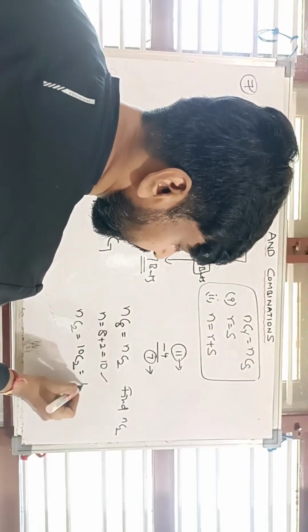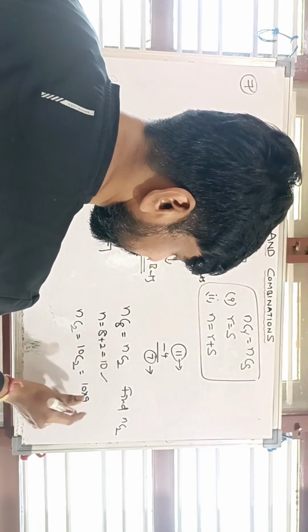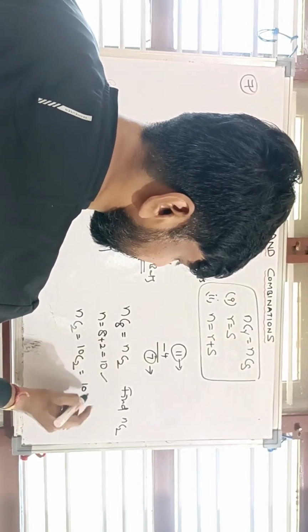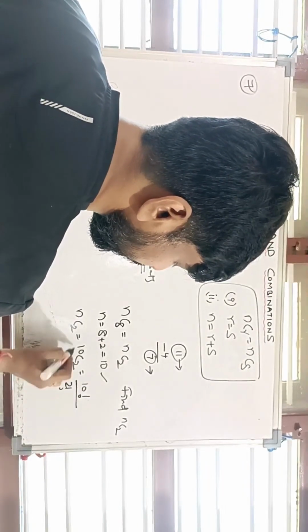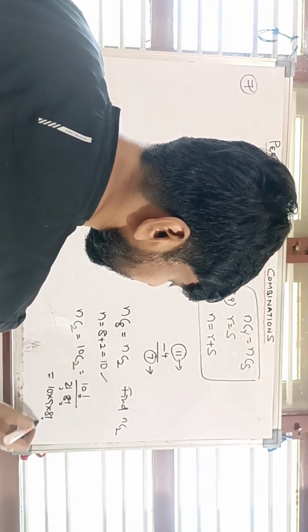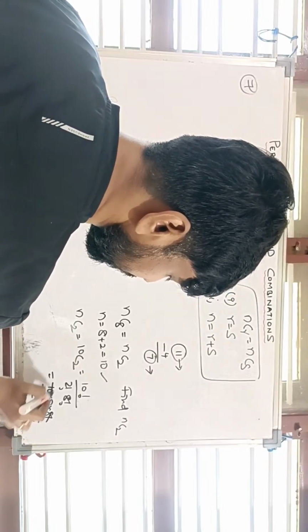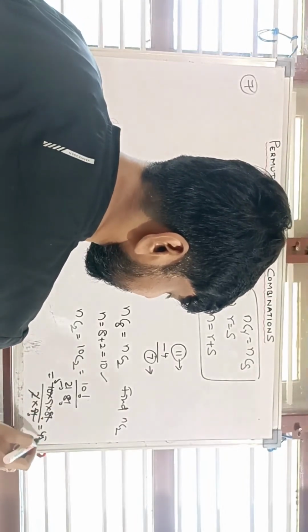If you simplify, 10 factorial by 2 factorial into (10 minus 2) factorial, which is 10 into 9 into 8 factorial by 2 factorial into 8 factorial. 8 factorial cancels, the 2 fives cancel, 45 is your answer.